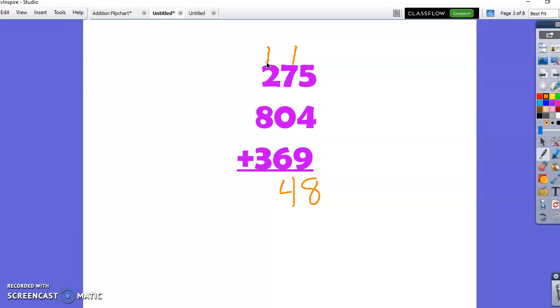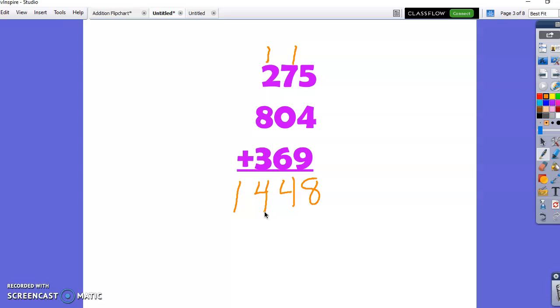Now we're just adding them up one more time. You start with your 1 plus 2, you get 3. 3 plus 8 is 11. And then 11 plus 3 is 14. So you should have an 8 in the ones place, a 4 in your tens place, a 4 in your hundreds place, and a 1 in your thousands place.